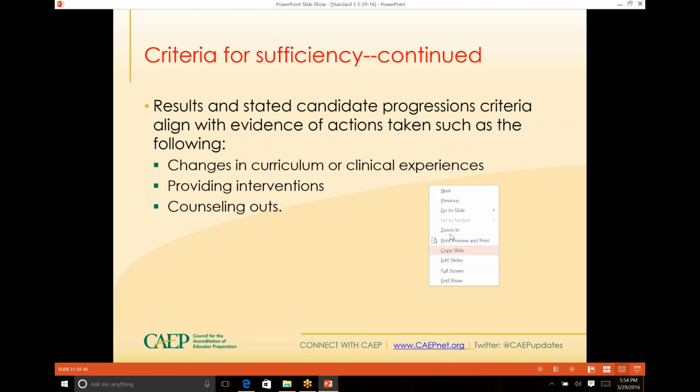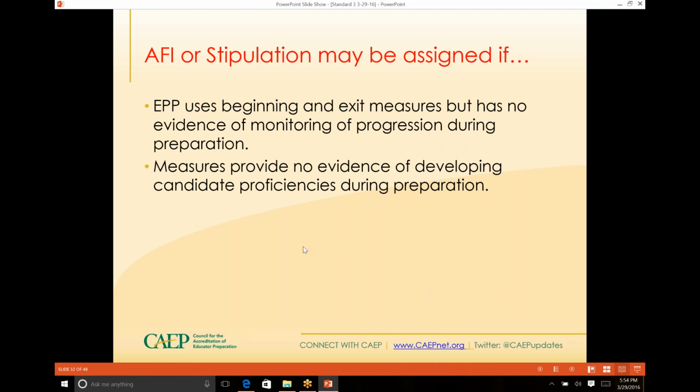Okie dokie. We'll go on to the next slide. We're almost done here. What might constitute an area for improvement or stipulation? If you use beginning and exit measures, but there's no evidence of monitoring progress during the preparation program, and if the measures themselves provide no evidence of developing proficiencies during preparation.